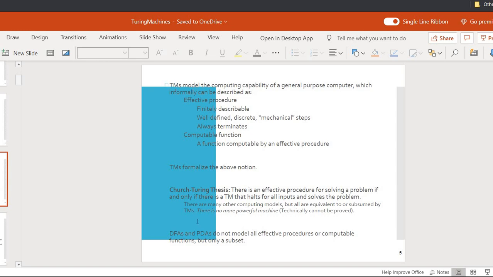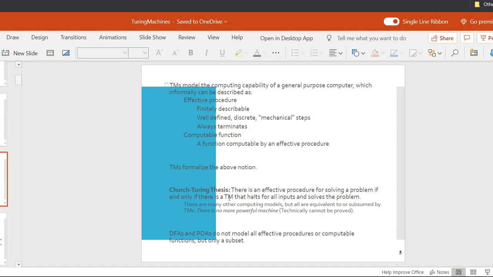That's about it. One of the most important things you should learn about when you read about Turing machines is the Church-Turing thesis. This thesis, in short, is that there is an effective procedure for solving a problem if and only if there is a Turing machine that halts for all inputs and solves the problem.